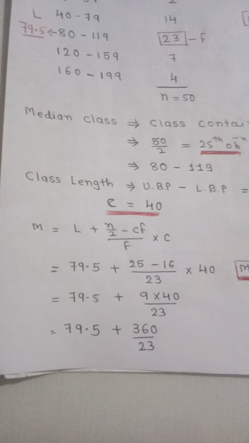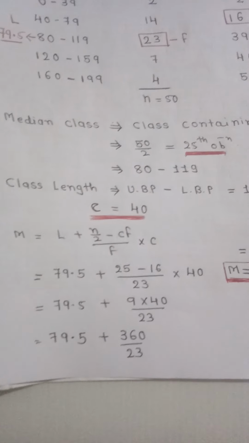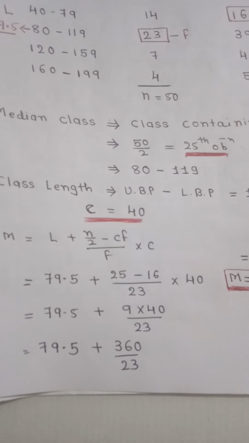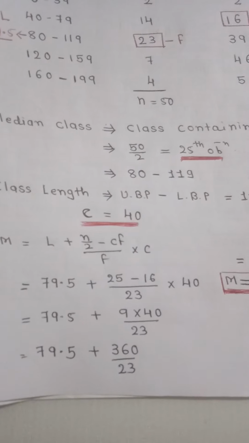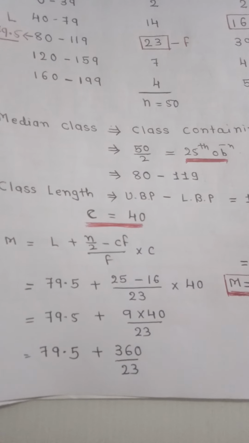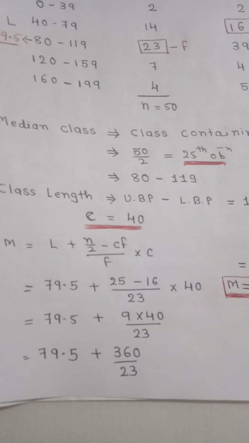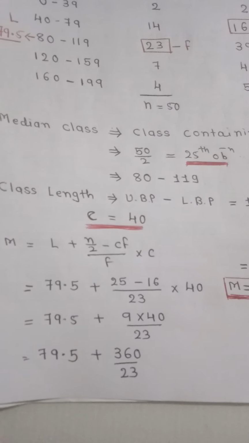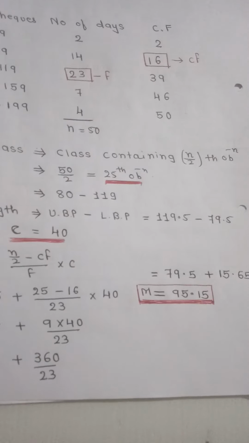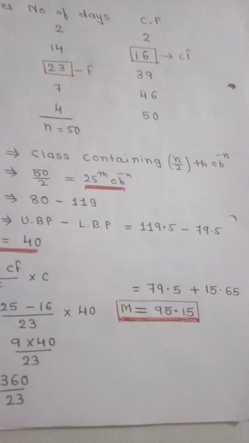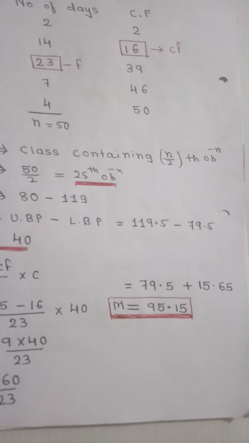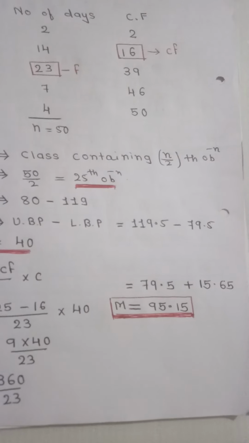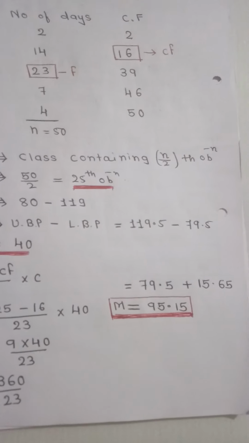Let us substitute. M = L + ((N/2 − CF) / F) × C. L is 79.5 plus (25 minus 16) upon 23 into the class length, 40. 25 minus 16 is 9. 9 into 40 is 360 upon 23. So that is 15.65. So 79.5 plus 15.65 gives you 95.15, that is the median of this continuous frequency distribution.